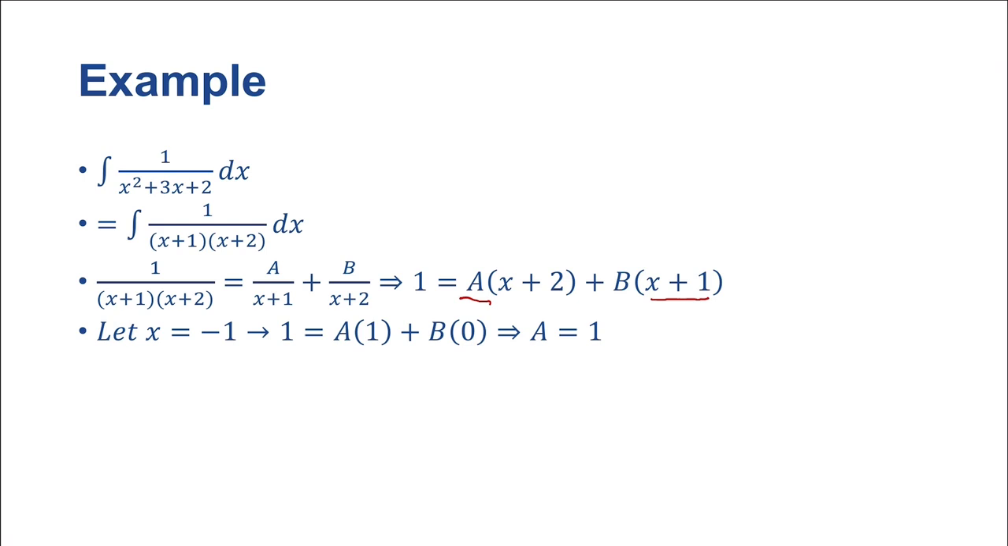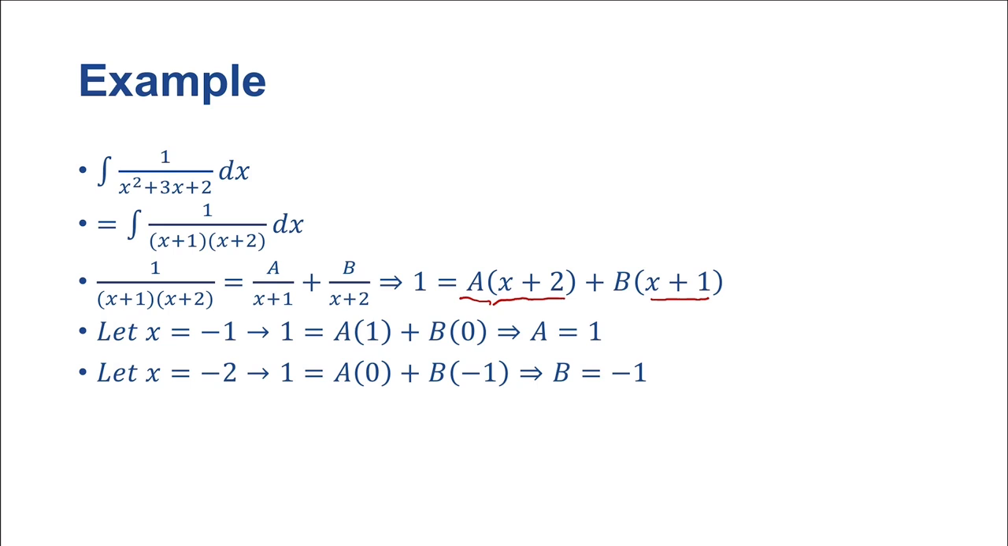Thus, 1 is equal to a times negative 1 plus 2, which is 1, plus b times negative 1 plus 1, which is 0. So we've got 1 equals a times 1 plus b times 0. The b term cancels out, and we get a times 1 is equal to 1, so a must be equal to 1 as well. Now we've got our first constant. To do the same for b, we need to make this factor equal to 0, so we set x equal to negative 2. Then 1 is equal to a times negative 2 plus 2, which is 0, plus b times negative 2 plus 1, which is negative 1. So b equals negative 1.